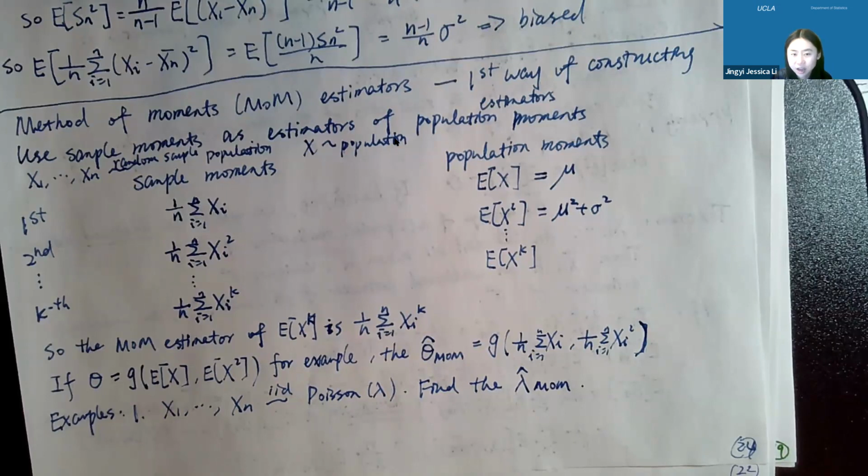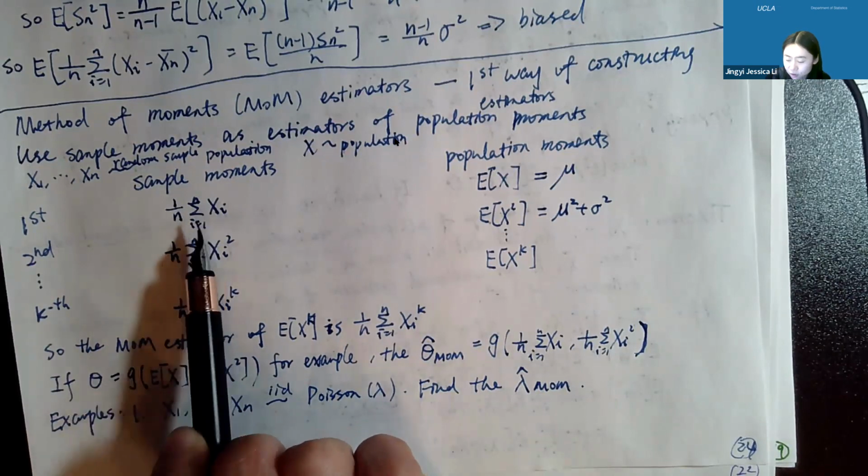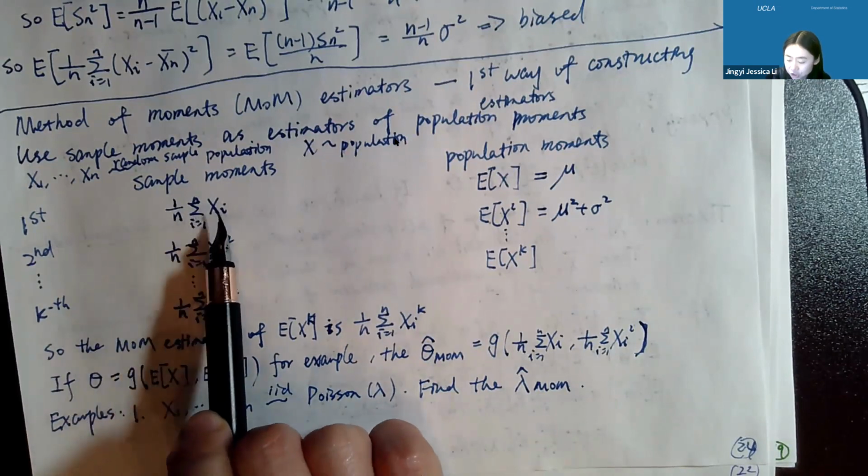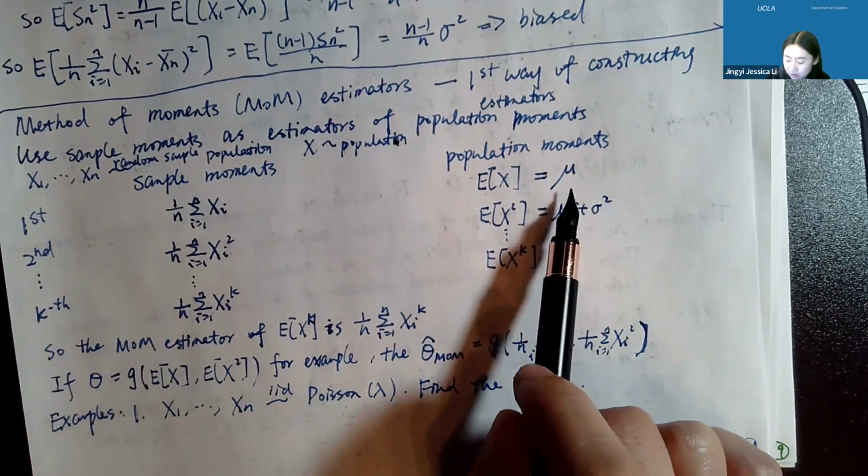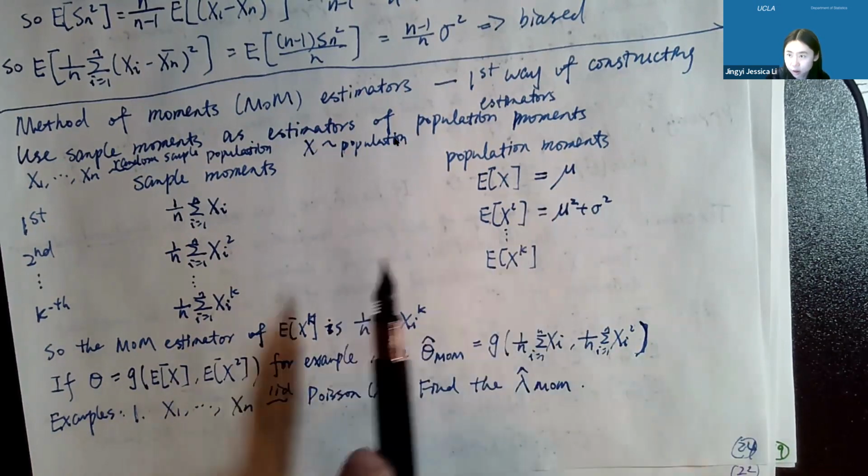We didn't touch the unbiasedness yet, so we will talk about that. I would just say that for method of moment estimators in general, it's not unbiased, but it's case by case. We can say that each sample moment is an unbiased estimator for the population moment. There's no problem with that.